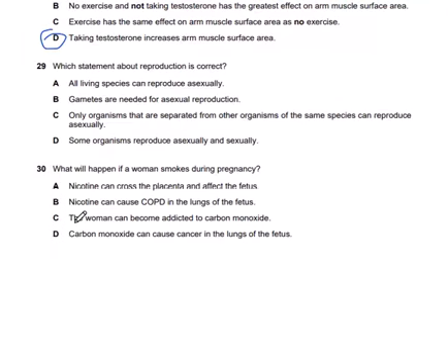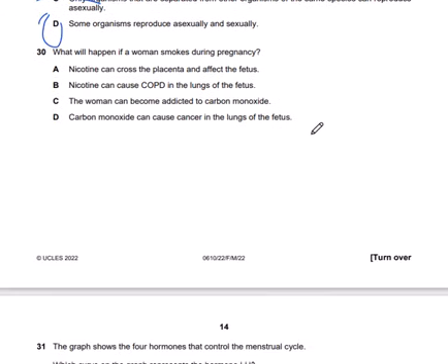Which statement about reproduction is correct? All living species can reproduce asexually. That's actually very wrong. Gametes are needed for sexual reproduction. Nope, because asexual is only from one parent. Only organisms that are separated from the other organism. Nope, because if you separate a mammal from the other gender, it still won't reproduce. Some of them reproduce sexually and asexually. That's actually correct. What will happen if a woman smokes during pregnancy? Nicotine is a substance that can diffuse through the placenta, which harms the fetus.